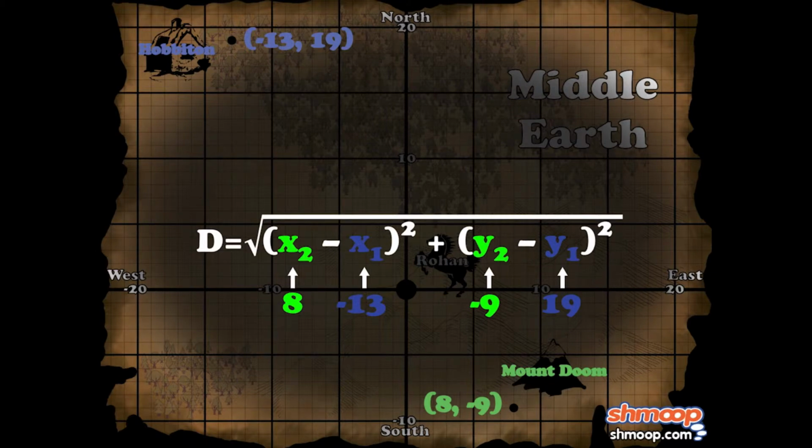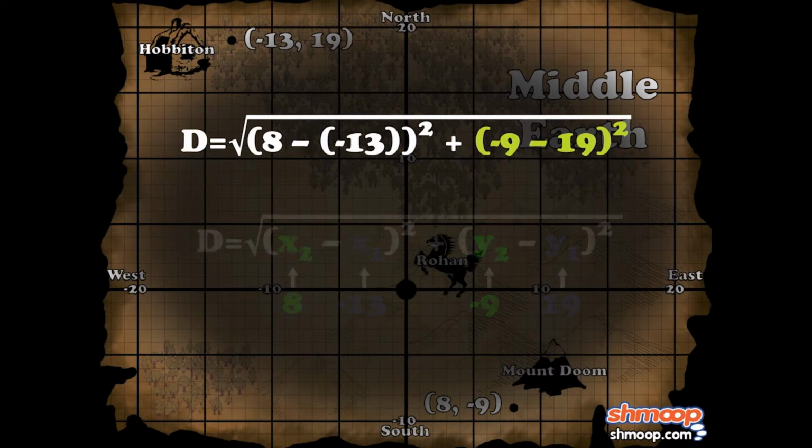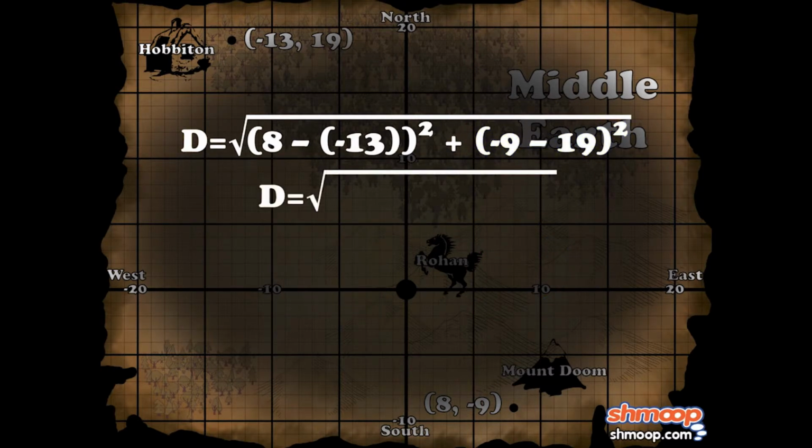If we plug these numbers into our formula, we should get d equals the square root of (8 minus -13) squared plus (-9 minus 19) squared. We can simplify inside the parentheses first. 8 minus -13 equals 21, and -9 minus 19 equals -28. Remember that subtracting a negative is the same as adding a positive.